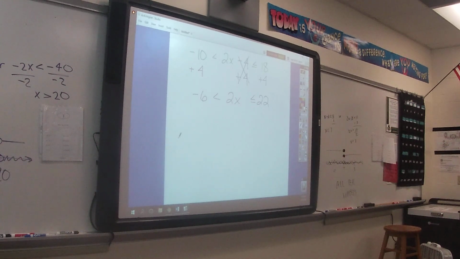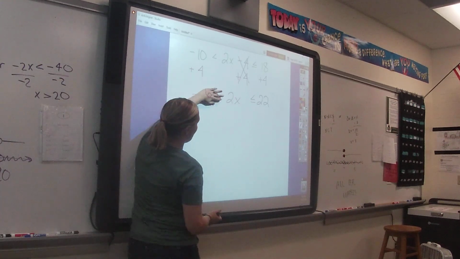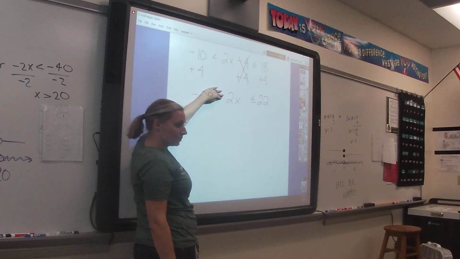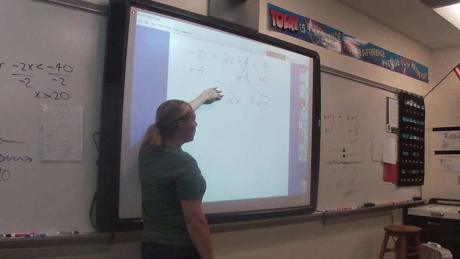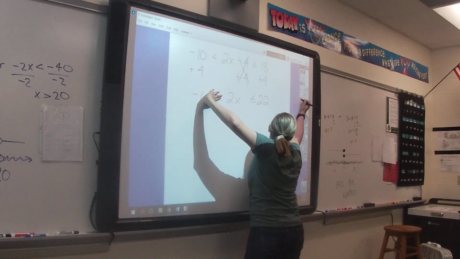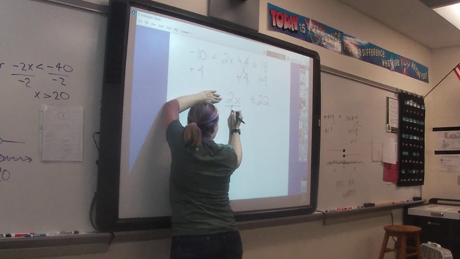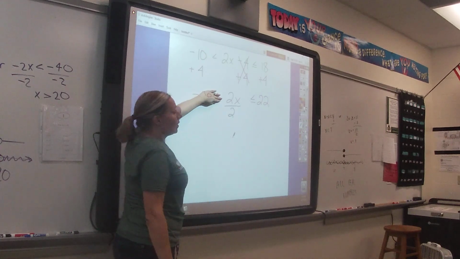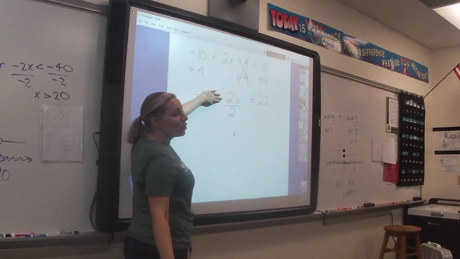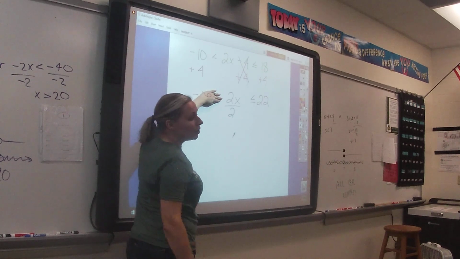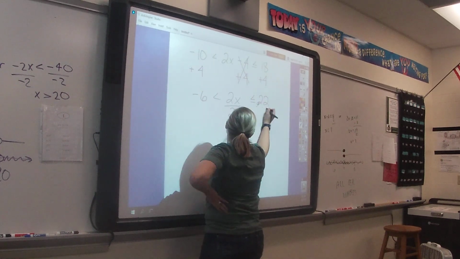Then you'll do the same thing. Divide. Ignore. What would we do to solve this? Divide by 2. Because there's 2 signs, and whatever I do to one side, I have to do to both of the others.